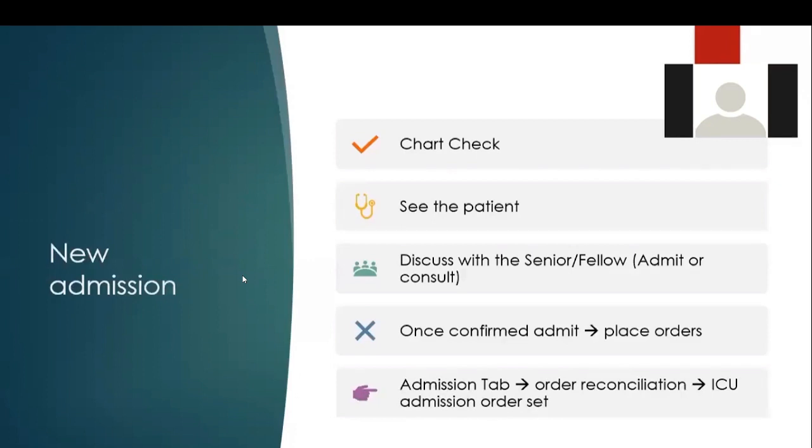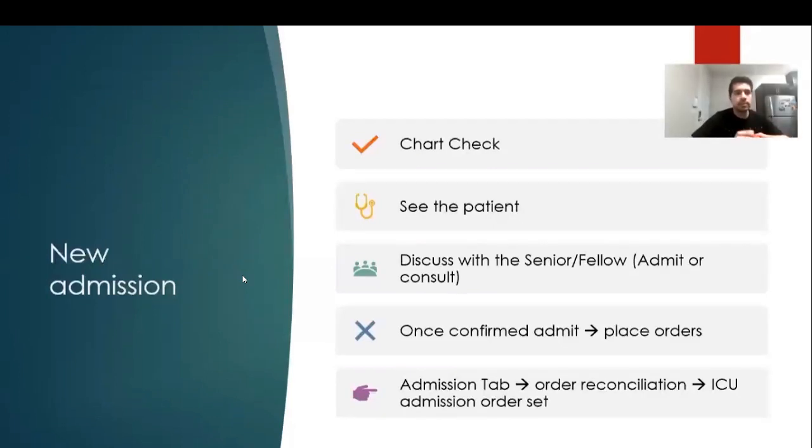So I usually, whenever I get an admit, when I was an intern, first thing you do, basically chart check the patient, and I will show you my piece of paper that I use to collect information, make sure that everything is on it. Then I go see the patient, and then I discuss it with my senior or fellow if we're going to admit the patient to the ICU or we will just draw a consult note.